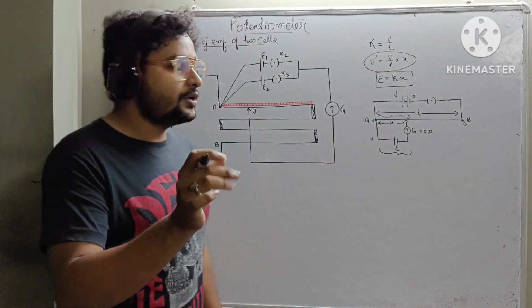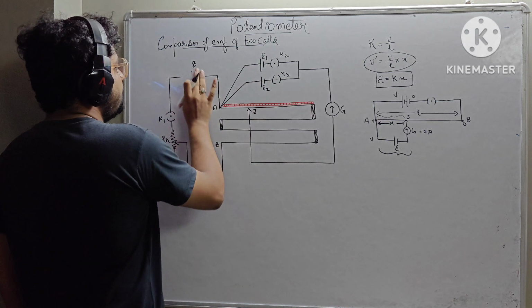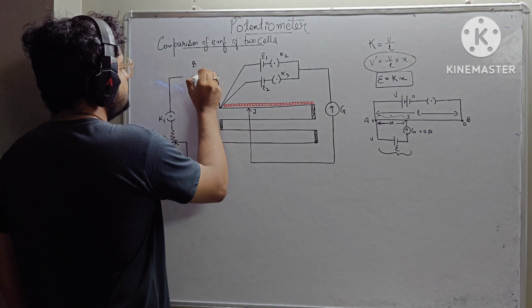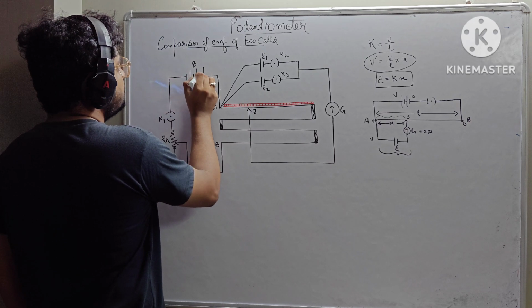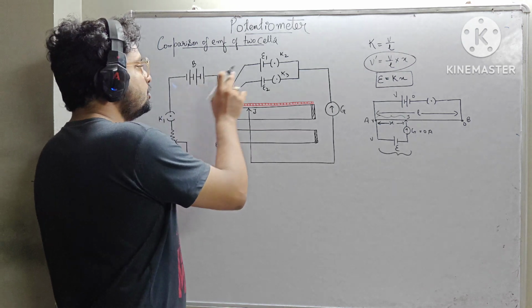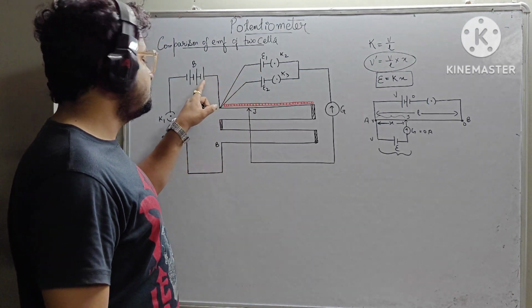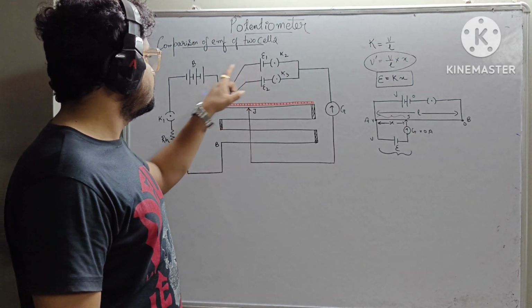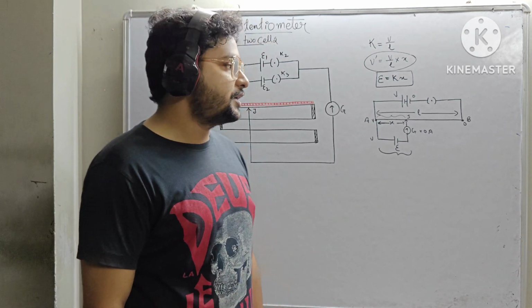Sorry, there is a slight mistake. The positive of the cell should be connected with the positive of the battery. Remember, this thing is very important. The positive terminal should be connected with the positive terminal of the battery. So I have corrected this one. This one's positive should be connected with this one's positive, or else the potentiometer is not going to work.